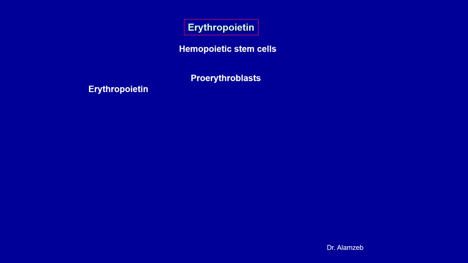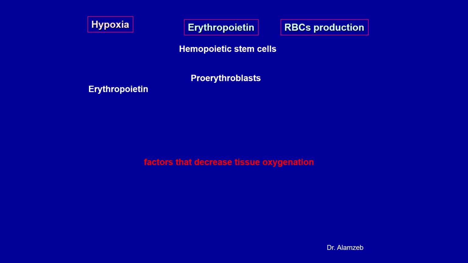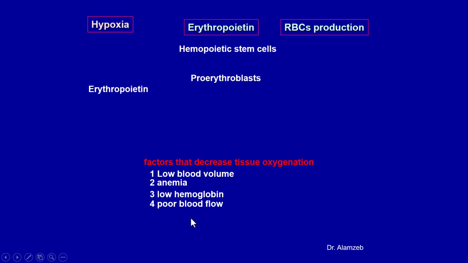So the whole story of erythropoietin, hypoxia and red blood cell formation is that there are factors that decrease tissue oxygenation. One is low blood volume, another is anemia, the third one is low hemoglobin, then poor blood flow, pulmonary disease, cardiac disease and hemorrhage. Low blood volume can occur from hemorrhage or gastroenteritis.